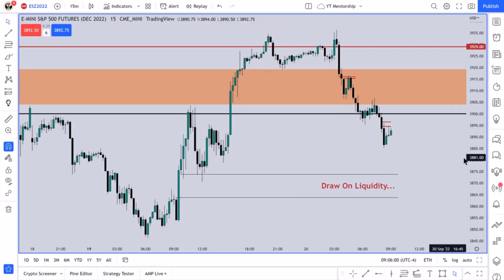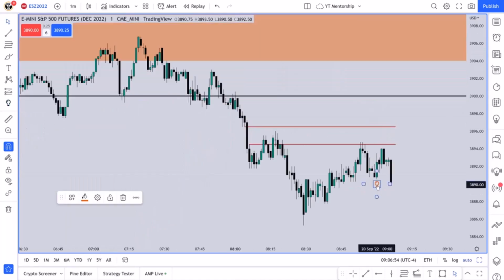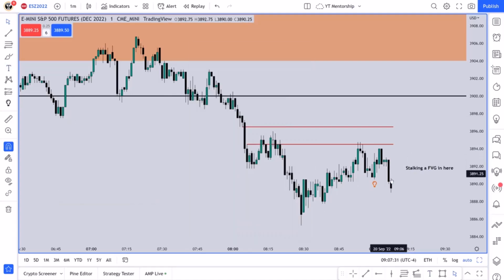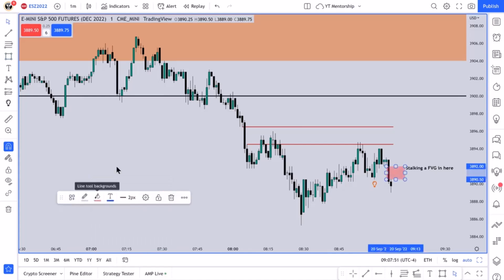I'm going to get in a little early this morning. I have things I have to take care of. I'm not going to be able to manage the entire thing. So I have a shift in market structure there. And I'm stuck in a fair value gap right there. And yes, that's Bailey.